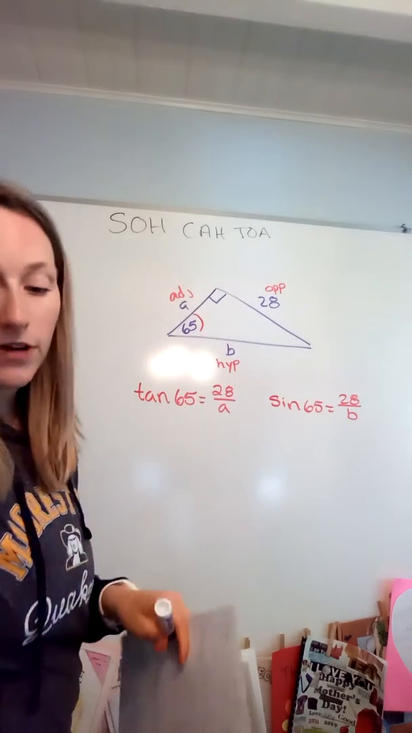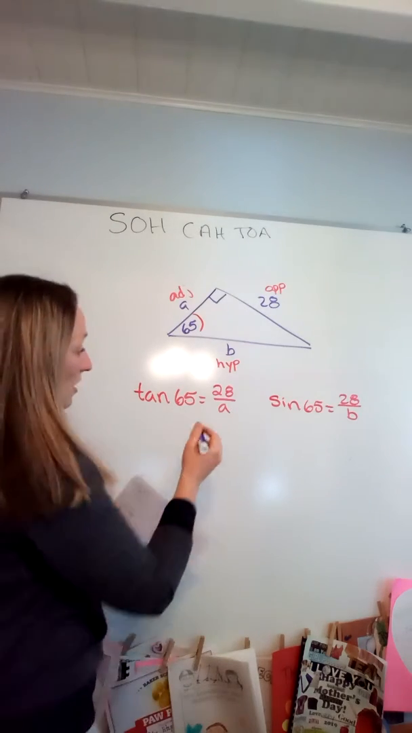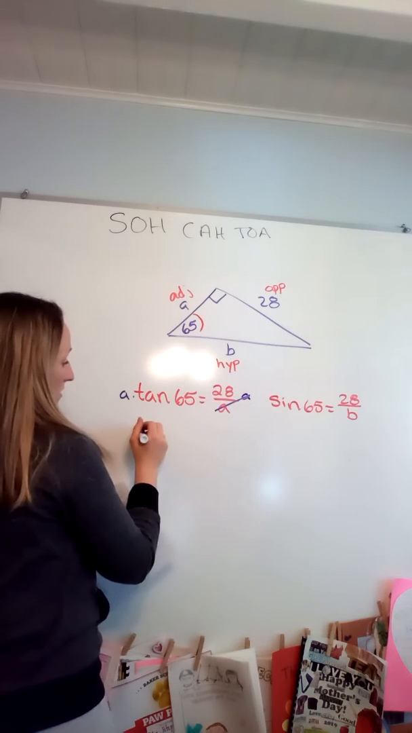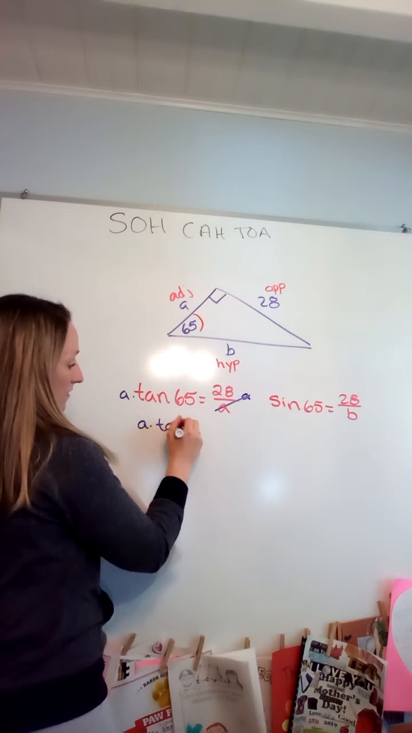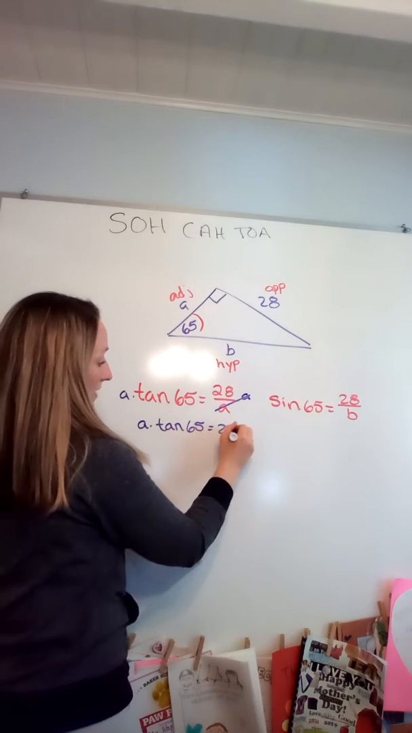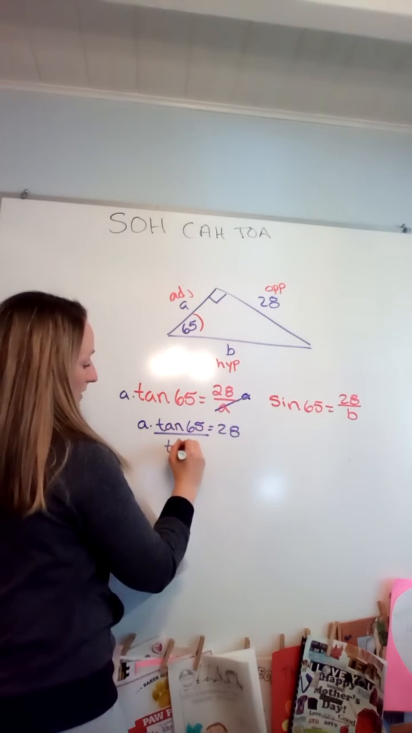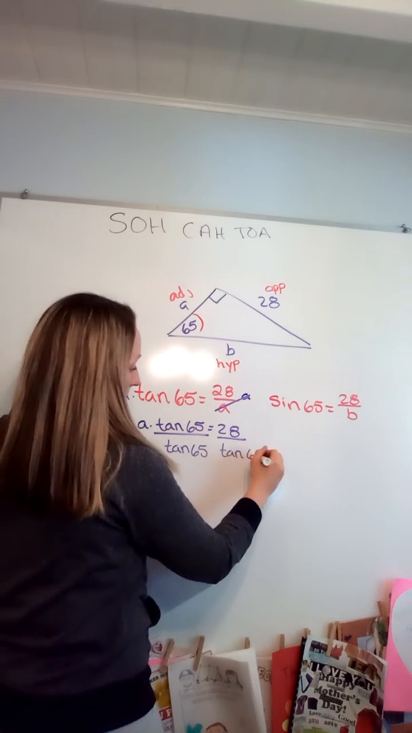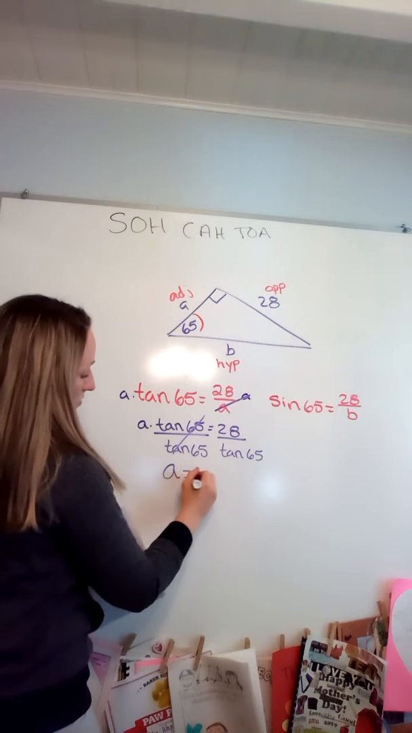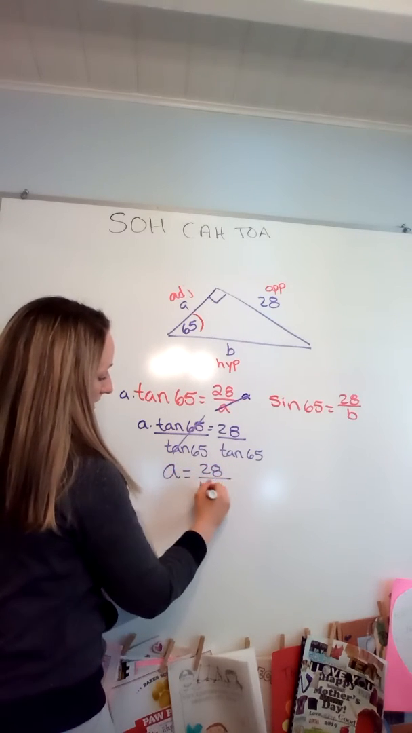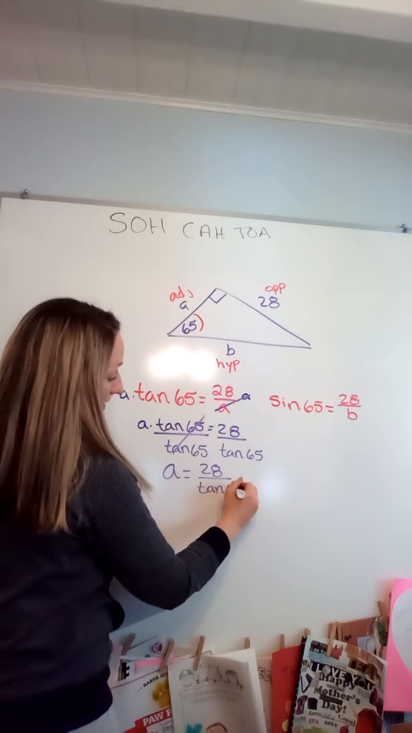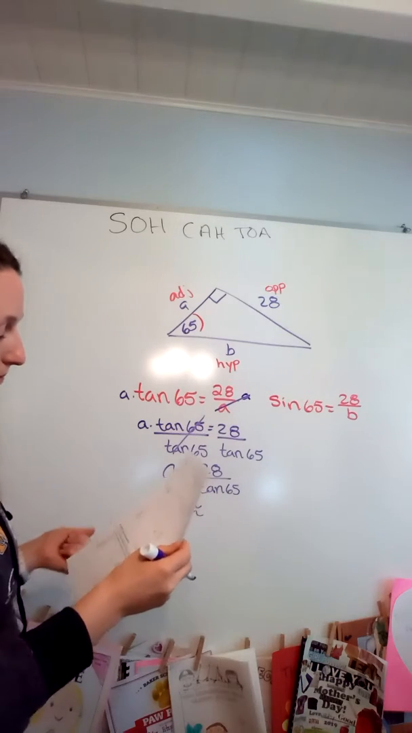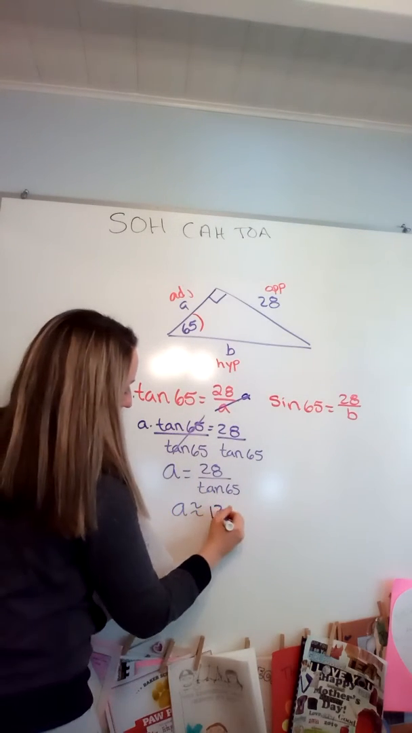For both of these, since the variable's in the bottom, it is going to be a two-step process. So I'll take it one step at a time. Multiply both sides by A. So now I have A times tan of 65 is equal to 28. Then I'm going to divide both sides by tan 65. So you're going to have A is equal to 28 divided by tan 65. You'll plug that into your calculator. I've showed you a few times already how to do that, so I'm just going to give you the answer at this point. A is approximately 13.1.